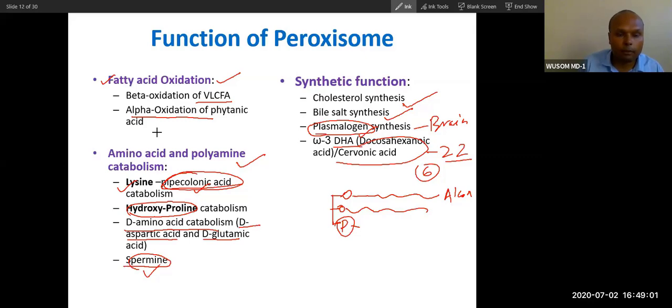You can see fatty acid oxidation, amino acid catabolism, and some synthetic functions. For all these functions, peroxisome is very important. So peroxisome damage can cause brain problems, central nervous system problems, not only central but peripheral problems also, and kidney and liver problems. We will see that.